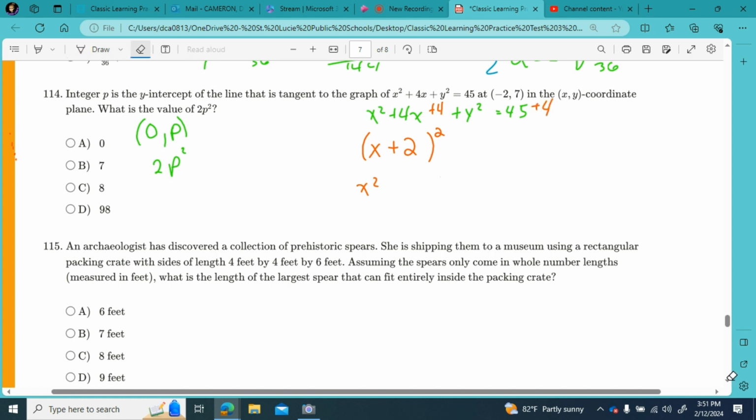And then my y, really that's just y plus 0 or y minus 0 equals 49. So that tells me that the center of my circle is at -2 for my x value and 0 for my y value. So I've got a graph like this.